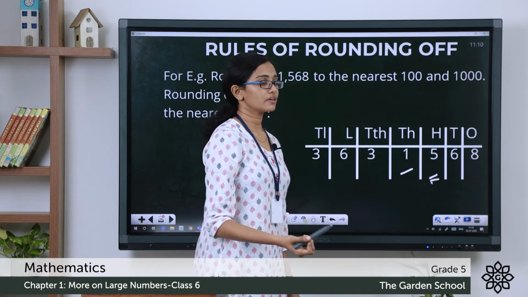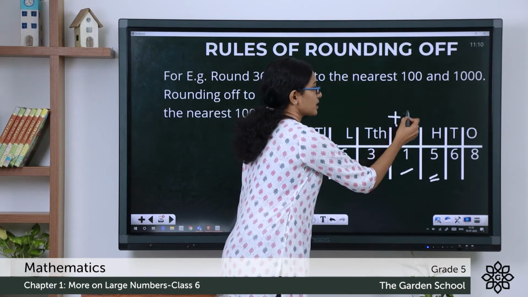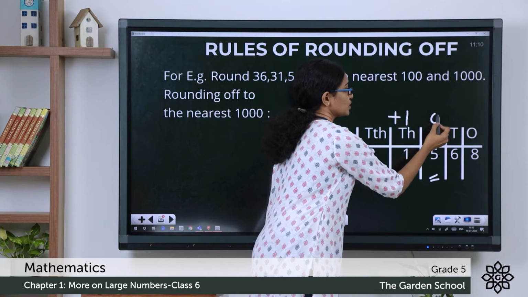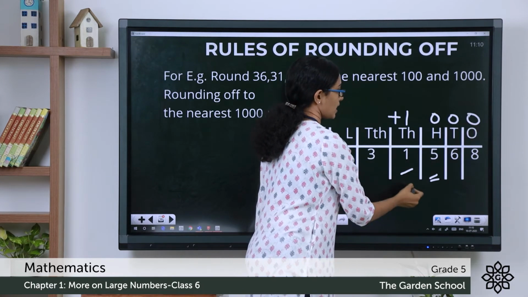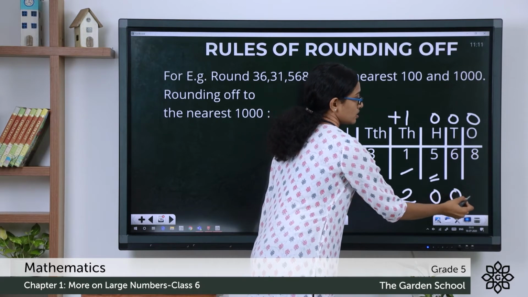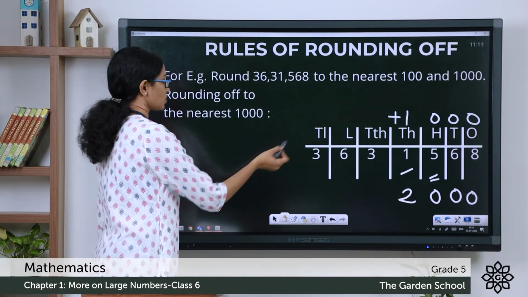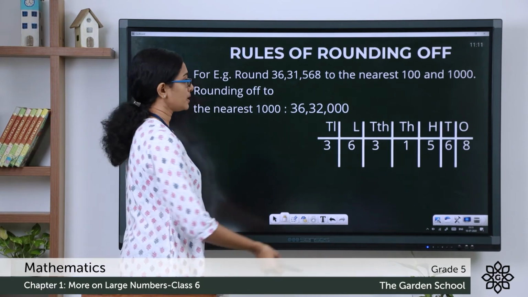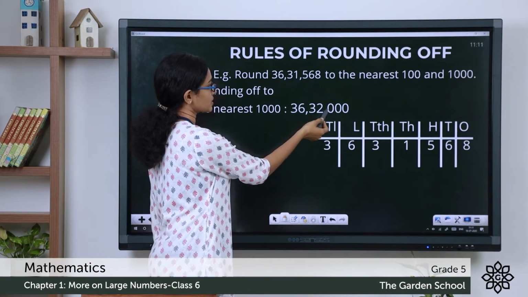If it is 5 or more than 5, we add 1 to the rounded digit and change all the digits to the right of it to zeros. So this part here will become 1 plus 1, 2, and here on it will be zeros. So this number rounded off to the nearest 1000 will be 36,32,000.